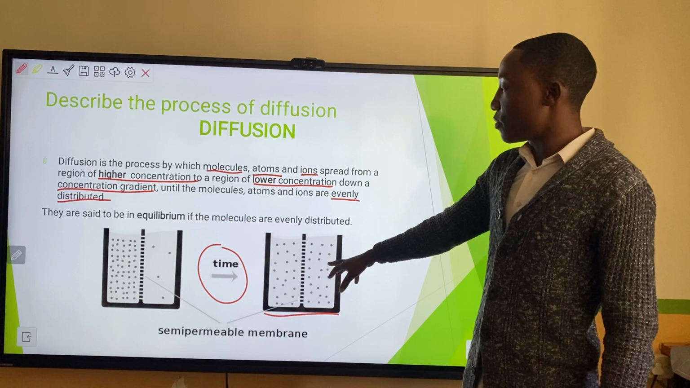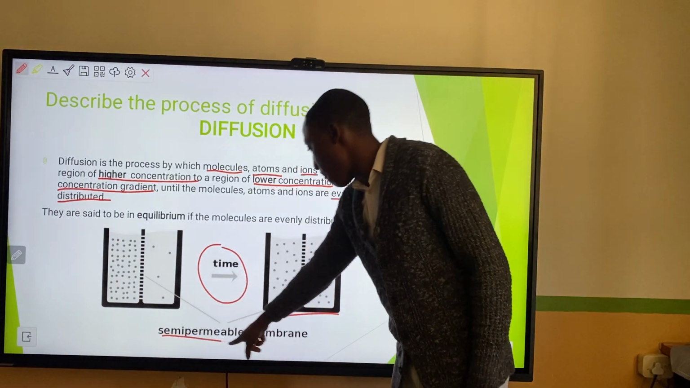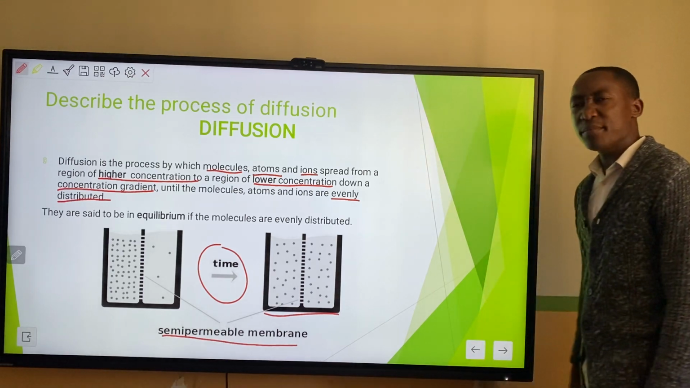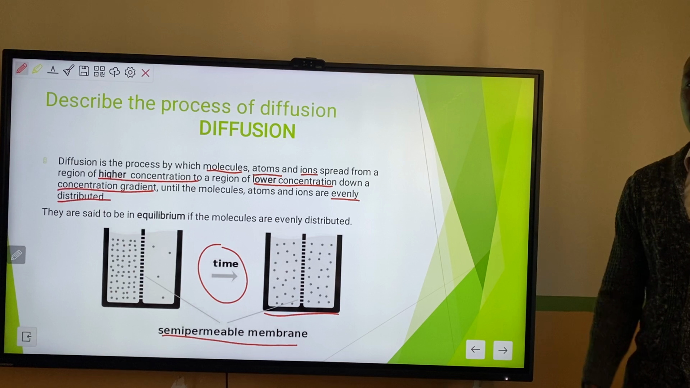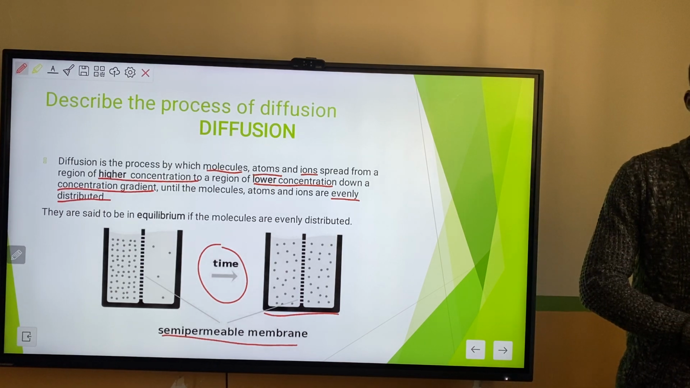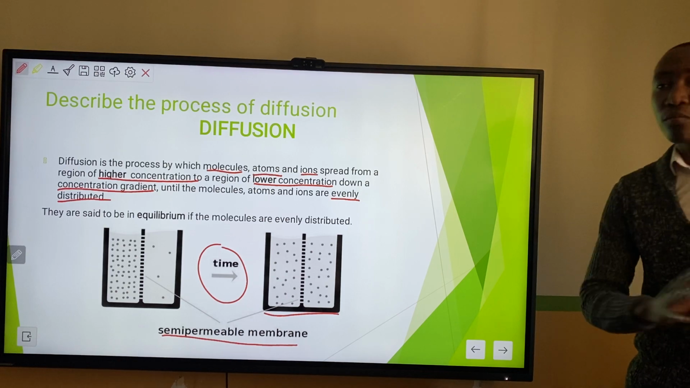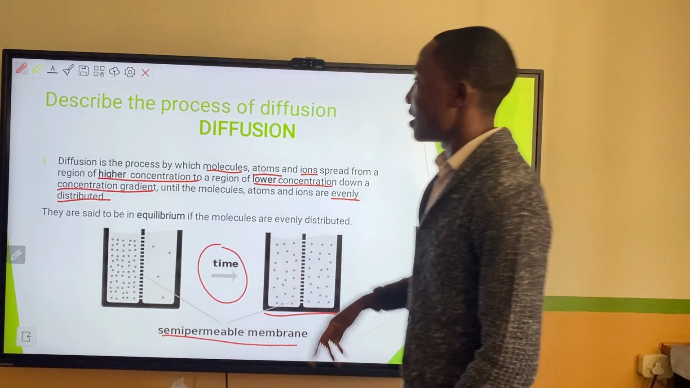The kind of membrane that we have when it comes to diffusion is a semi-permeable membrane. What does it mean, semi-permeable membrane? Doesn't allow everything to pass. Okay, it allows certain atoms and molecules to pass, and disregards the others.